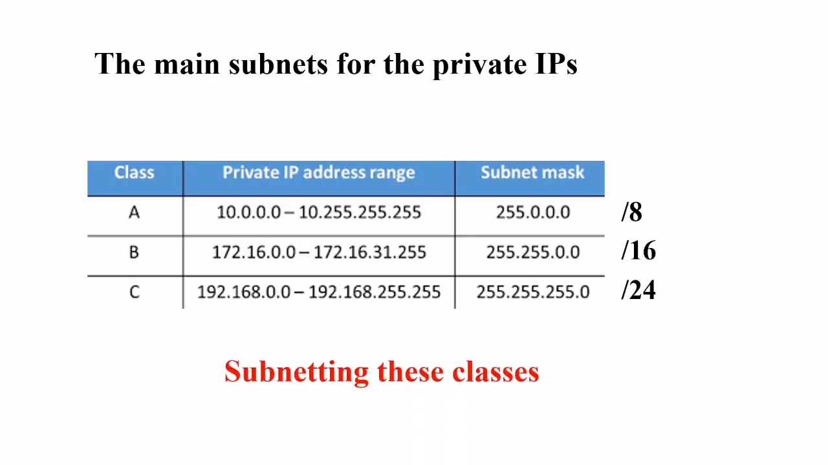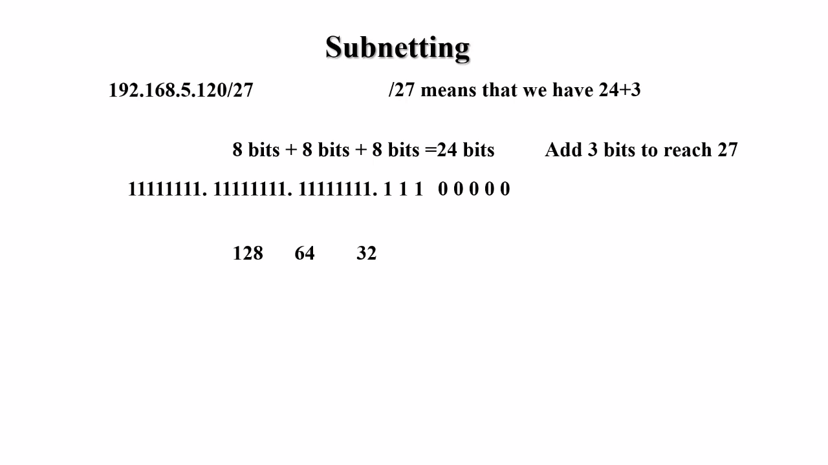Now the main idea here is to subnet these classes into more subnetworks of these main IPs. I will start directly with an example of a certain IP, which is 192.168.5.120/27. /27 means that we have 24 plus 3.